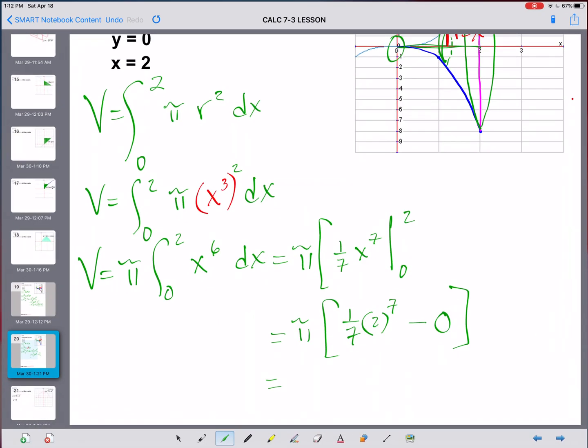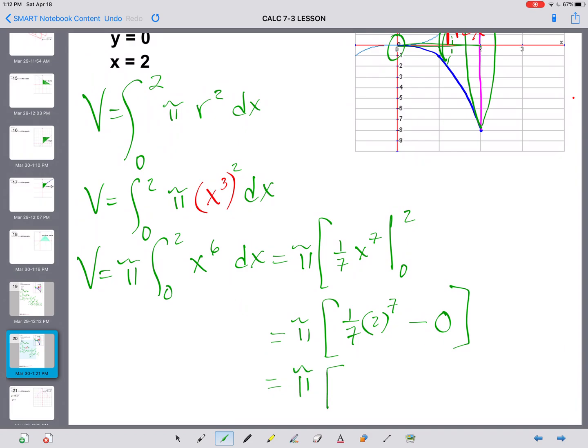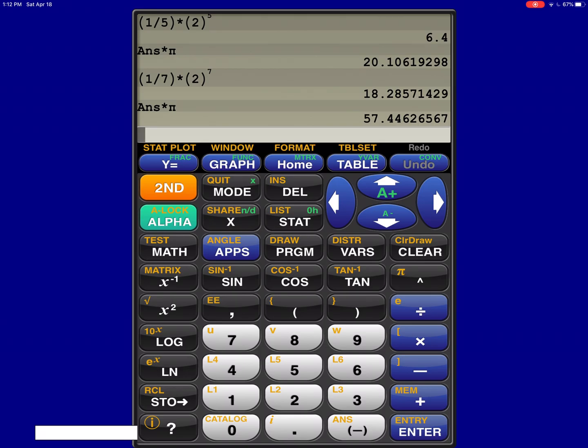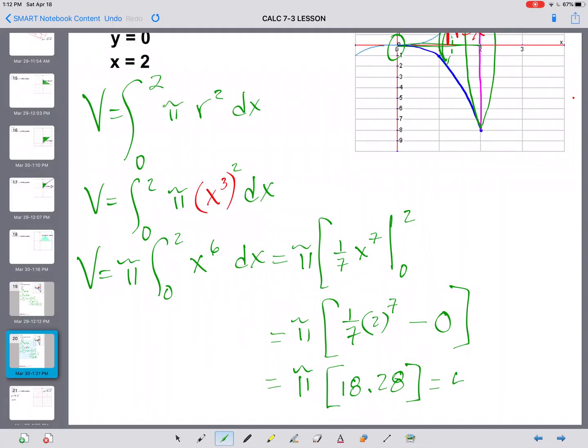18.28. Okay, now, so it's pi times 18.28. Okay, great. There we go. Let's do that. Okay, times a pi. There it is. Nice. 57.44 is our final answer. There it is. That's our volume of that shape. Okay. Hey, that's part 1. I've got 2 more problems. Go and look at part 2.